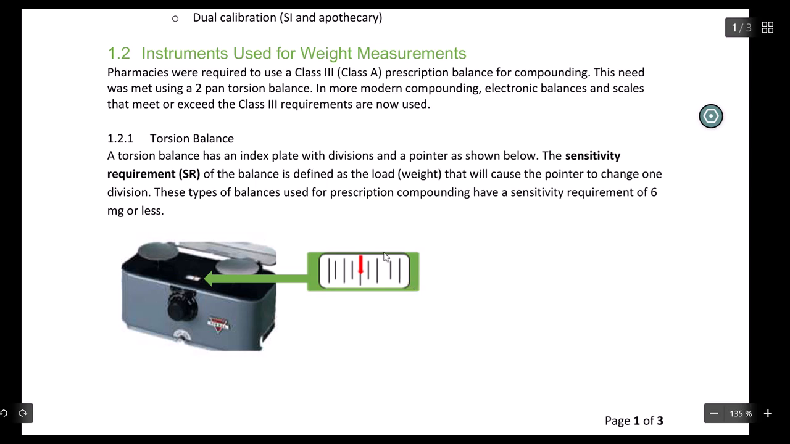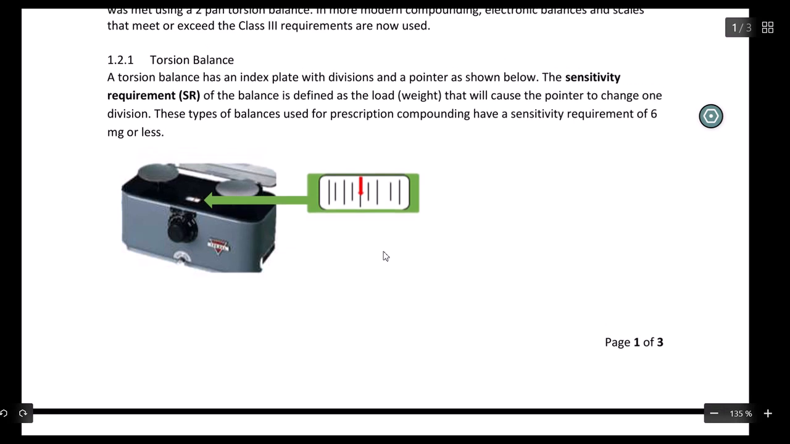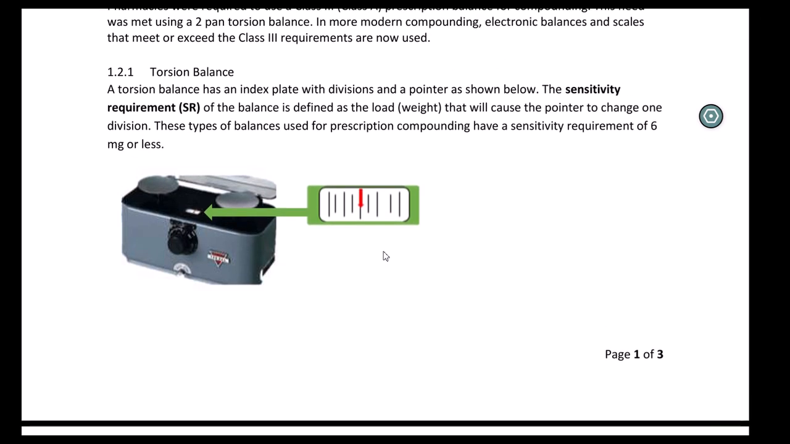So the SR requirement must be for these types of torsion balances 6 milligrams or less. So that means that when we place 6 milligrams on the balance, the pointer must move from this to here or more. It can't move less. So I can't put 6 milligrams on the balance and it be right in between two lines. It's got to be at least one division or anything over one division. So it must be 6 milligrams or more for an SR of a torsion balance.